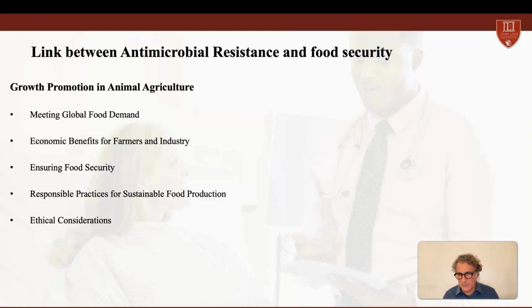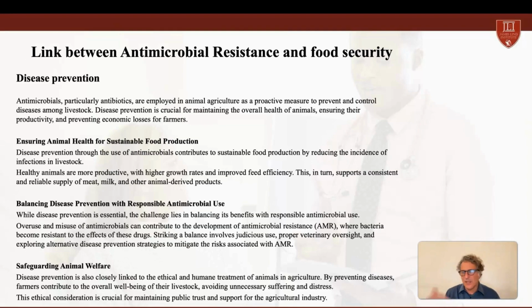So, of course, we're talking about a private company whose objective is to create a profit. To reduce the risk of losing profit because they lose animals on the farm to disease, they overuse antibiotics. Another problem is ensuring food security, as we already said: responsible practice for sustainable food production, and ethical consideration. That ethical consideration is correlated to how we can guarantee food also to low-income regions.